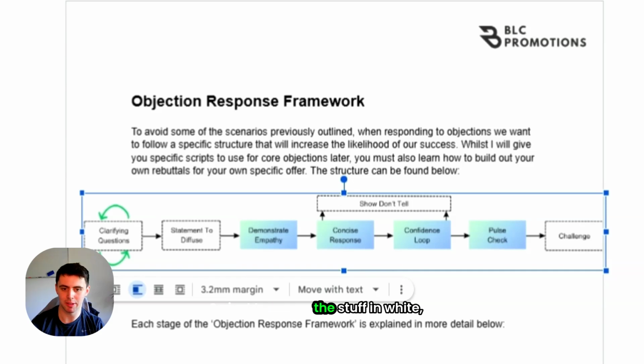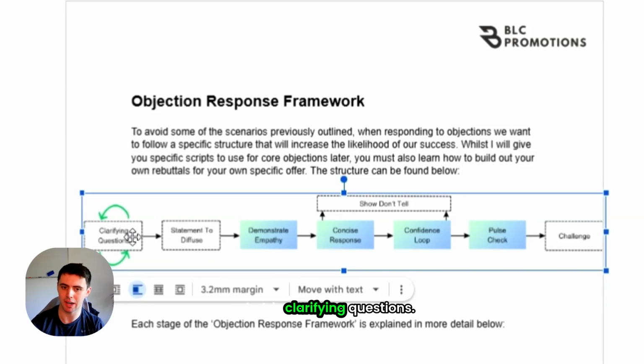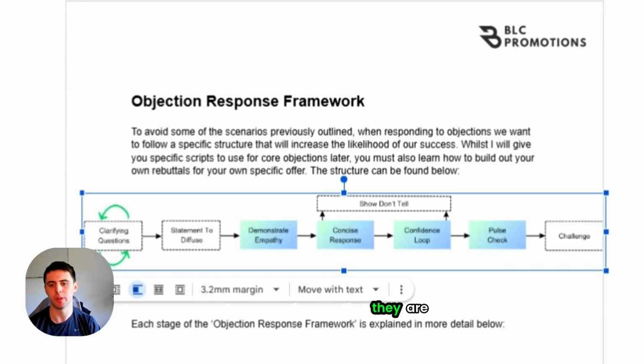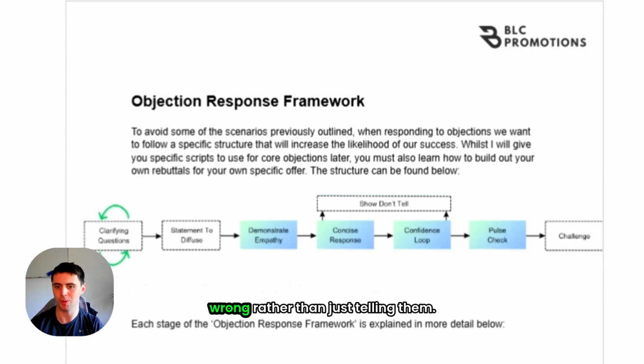So just to recap, the stuff in white is not always necessary, but the one that's particularly important if needed is clarifying questions. The 4 core ones are firstly demonstrating empathy so that you don't increase sales resistance. Next is just making sure your response is as concise and targeted as possible. Finish that up with a confidence loop, and then finally check in with the customer, make sure that they are happy with your answer and happy that you've answered their objection, and obviously where possible try and show them why their objection is wrong rather than just telling them.